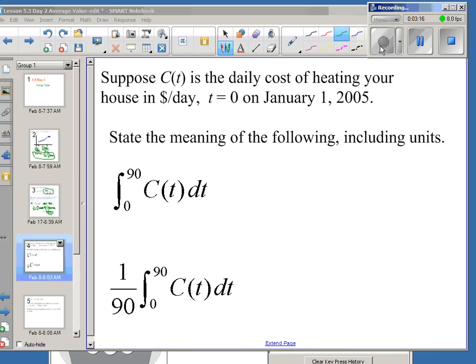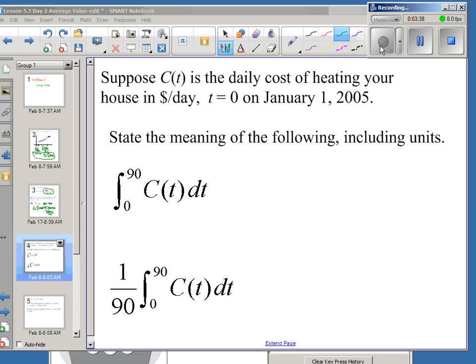So here we get into an example, and it says, suppose C of t is the daily cost of heating your house in dollars a day, where t equals 0 on January 1st, 2005, not 1995, 2005. State the meaning of the following integrals, including the units. So this is what we worked on yesterday here. The integral from 0 to 90 of C of t dt.